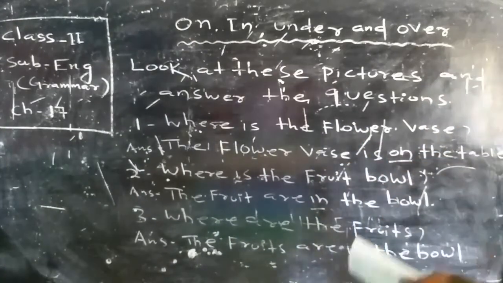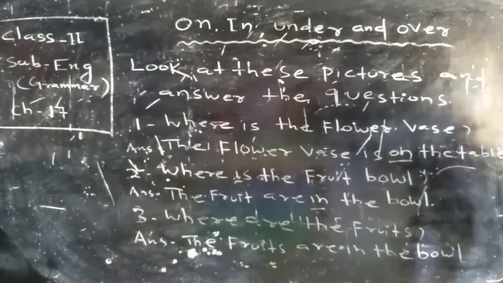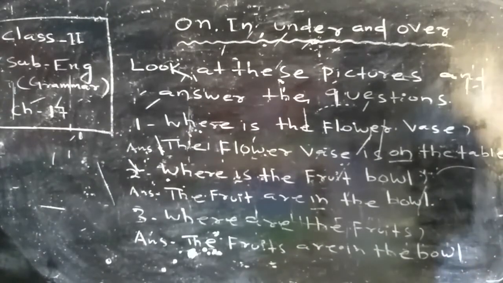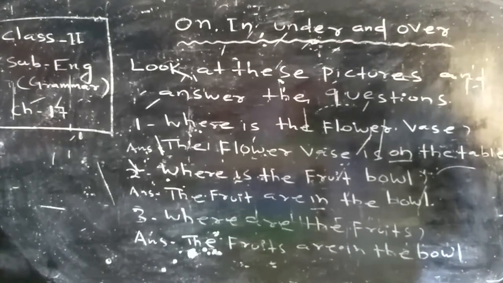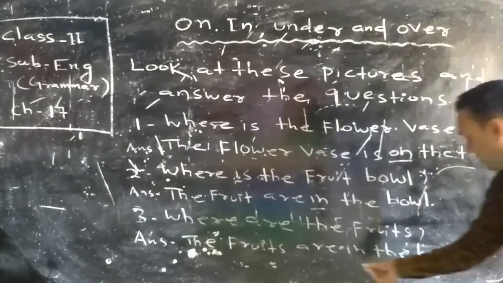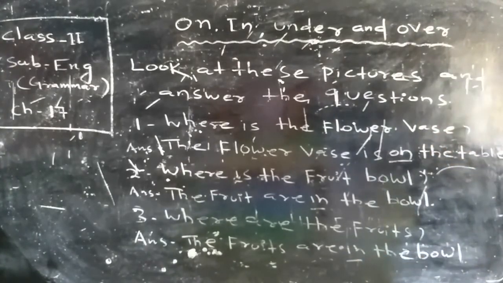Okay. So the third number is here. By mistake you may write the fourth number, so just write number third. Don't write number 4. Where are the fruits? The fruits are in the bowl. Okay, here it is in the bowl.